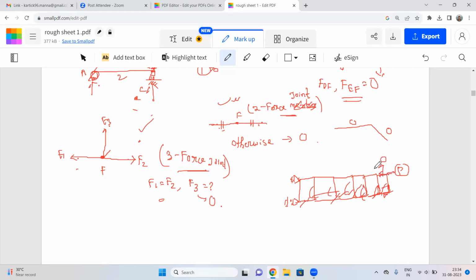So here also you have P. Similarly, here also you will get P. Similarly, P here. So at these things you will get P and other things you will get 0. So that is the concept for truss.